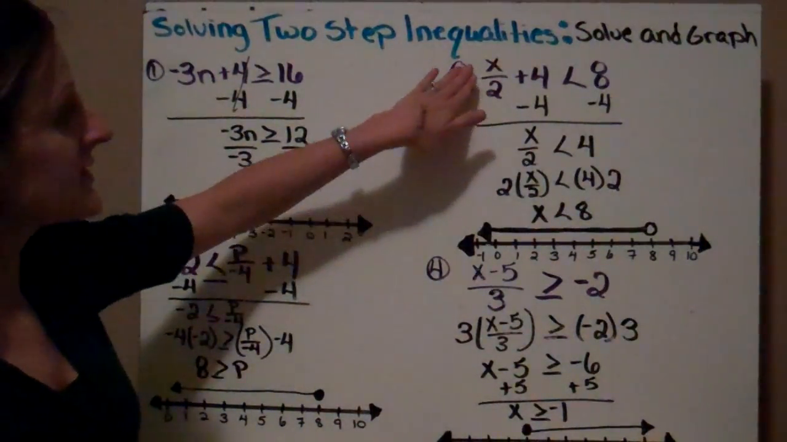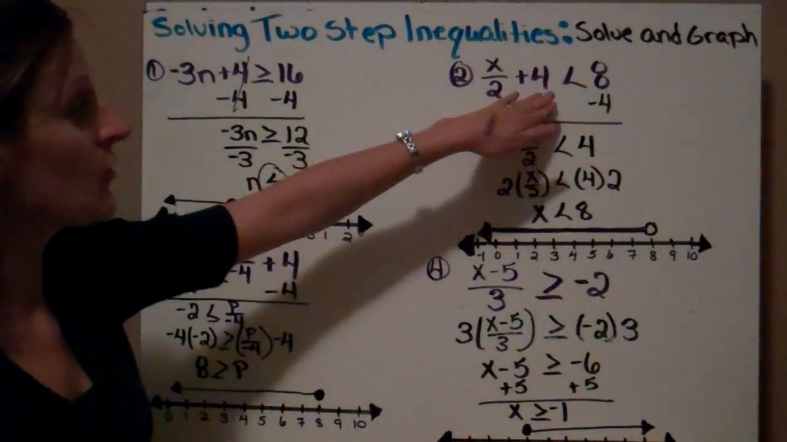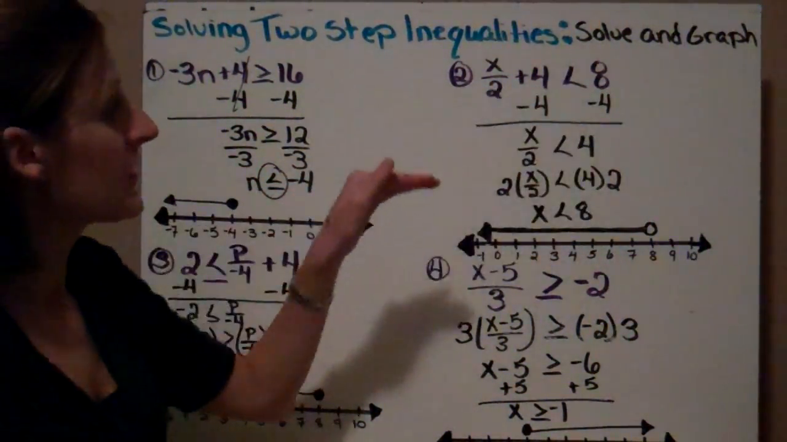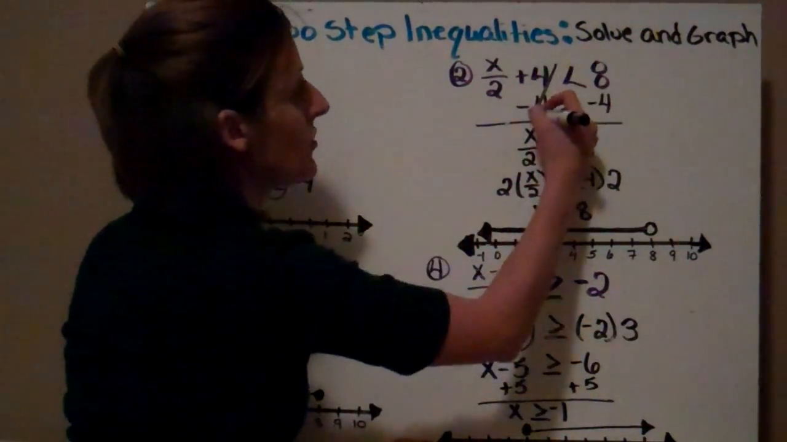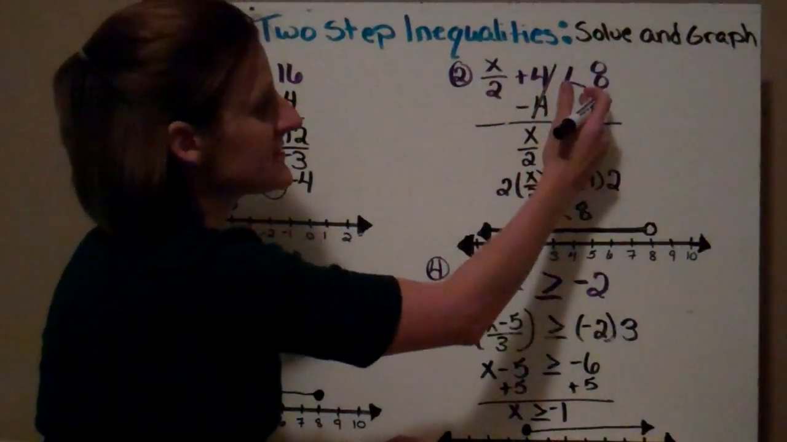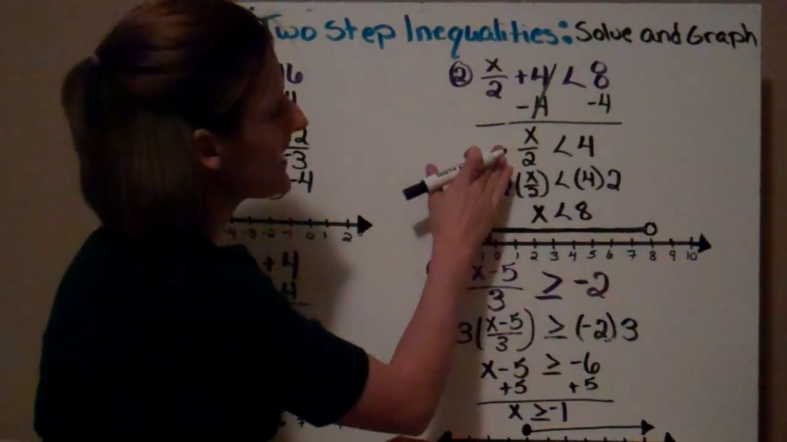Number 2, I've got x divided by 2 plus 4 is less than 8. Subtract 4 from both sides. Remember, 4 minus 4 is 0. 8 minus 4 is 4. Still have x divided by 2.